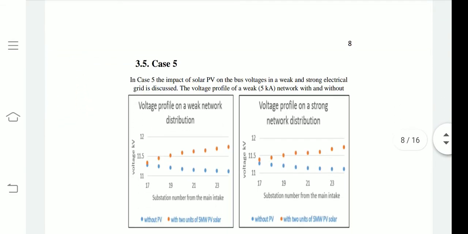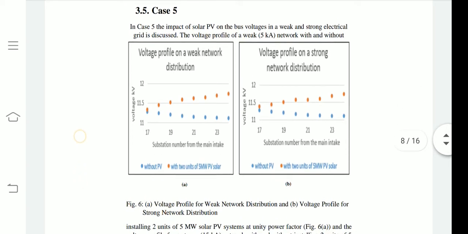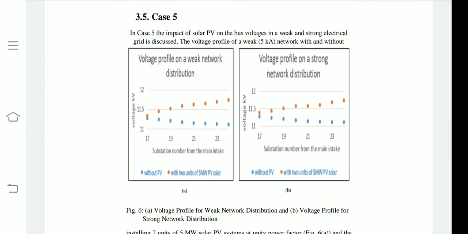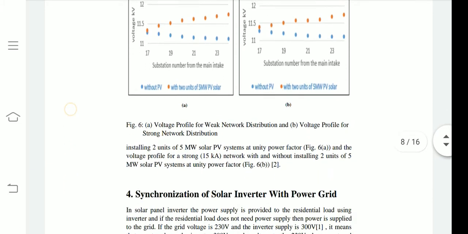Now the case 5. In case 5, the impact of solar PV on the bus voltage in a weak and strong electrical grid is discussed. Here figure 6 represents the voltage profile for weak network distribution and the voltage profile for strong network distribution.